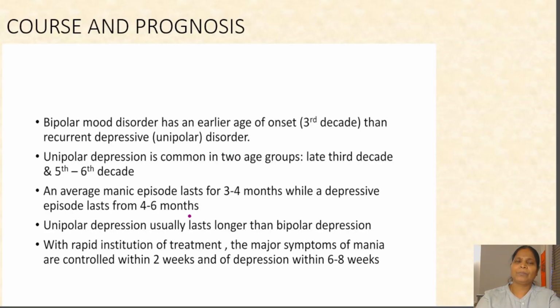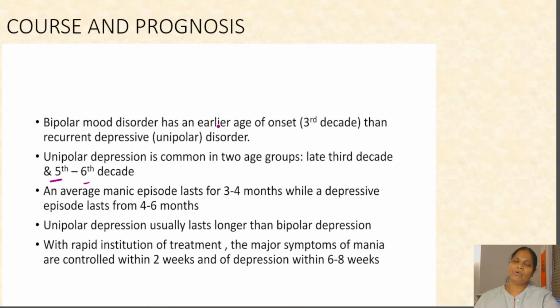Coming to the course and prognosis. Only one thing you have to remember: BPAD usually has onset in the third decade, that means 30 years. Unipolar depression is common among two age groups, the 5th and 6th decade, that means 50 years and 60 years. That means depression is mostly seen after reaching an age of 50 and 60 years.